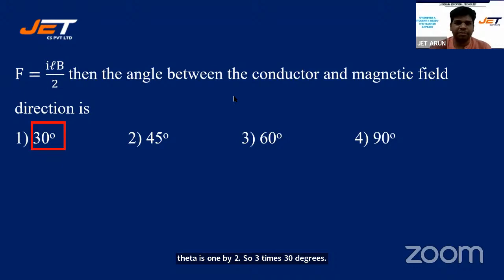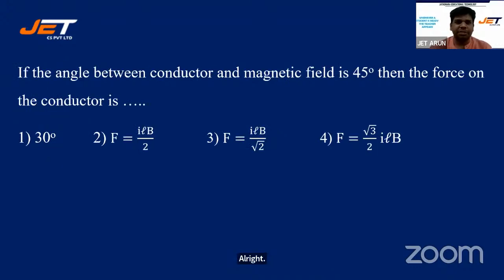All right. Here's the next question. If the angle between conductor and magnetic field is 45 degrees, then the force on the conductor is... ILB sine theta. Theta is 45. Substitute theta as 45 in the equation. Yes, option 3. Riya, Bhavna, right? Good. All right. Consistent response this time. Is 3 absolutely right?